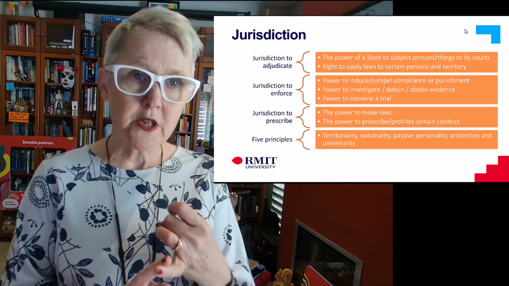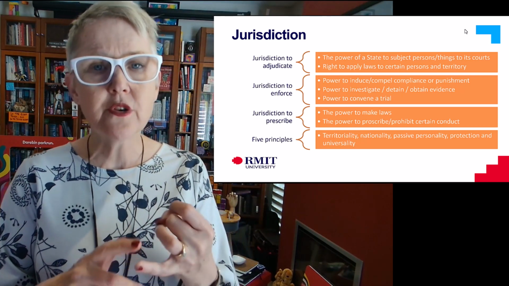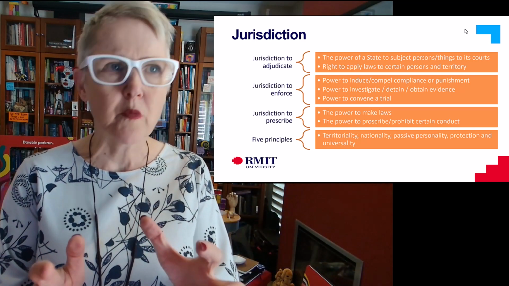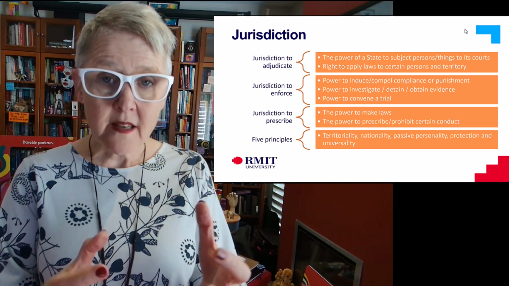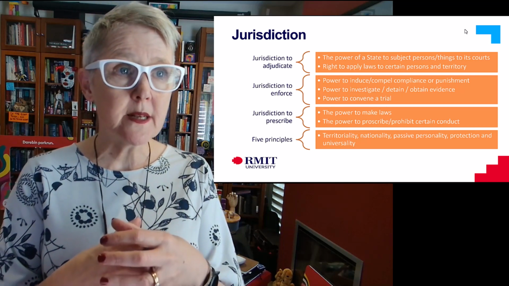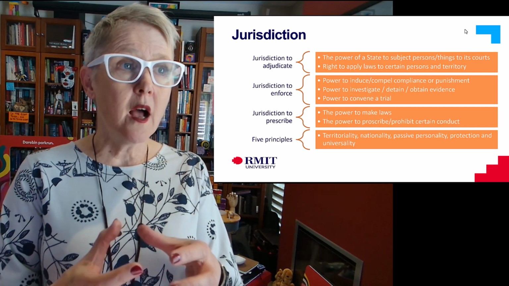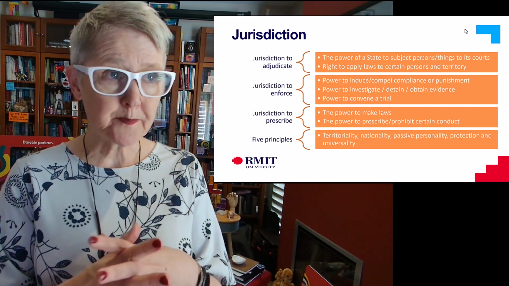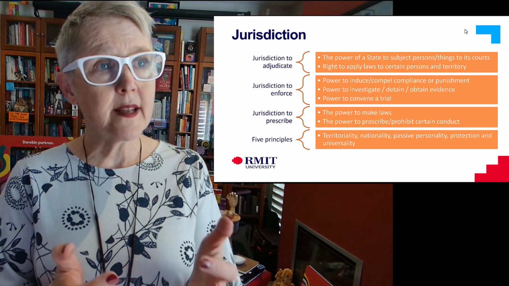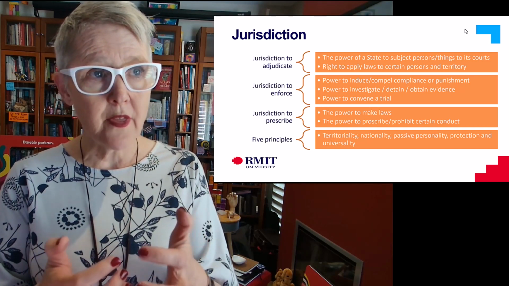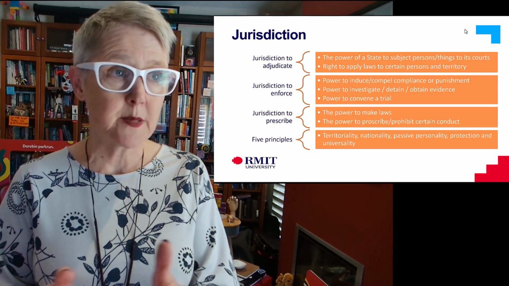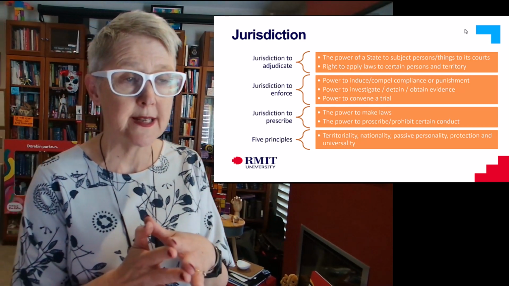So let's just narrow into these one by one. So jurisdiction to adjudicate is essentially the power that a nation or a state has to subject people, natural people and legal people, or things, assets, machinery, ways of doing business, natural resources, to its legal system, to its courts, to its decision-making power. It's also the right that nations have to apply the laws that they have made to certain persons and in relation to certain territories within its border. And I'll talk a little bit more about what a territory is subsequently.